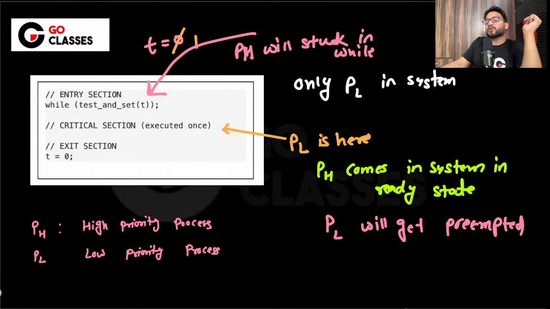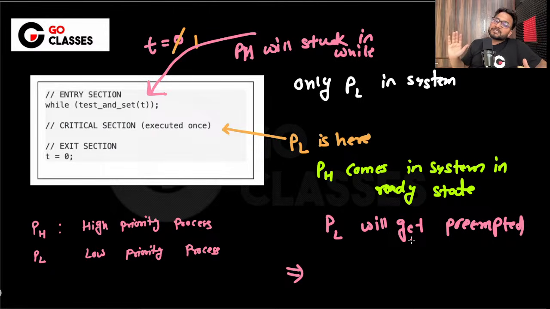So that's why the system will go in the deadlock. Okay, this is very interesting. See, PL has set T equal to 1, but now PL got preempted and there is no one. Let's suppose there are only two processes. There is no one who can reset this T equal to 0 because only PL can reset it, right? I mean, PL has to come out and then only it can reset this.